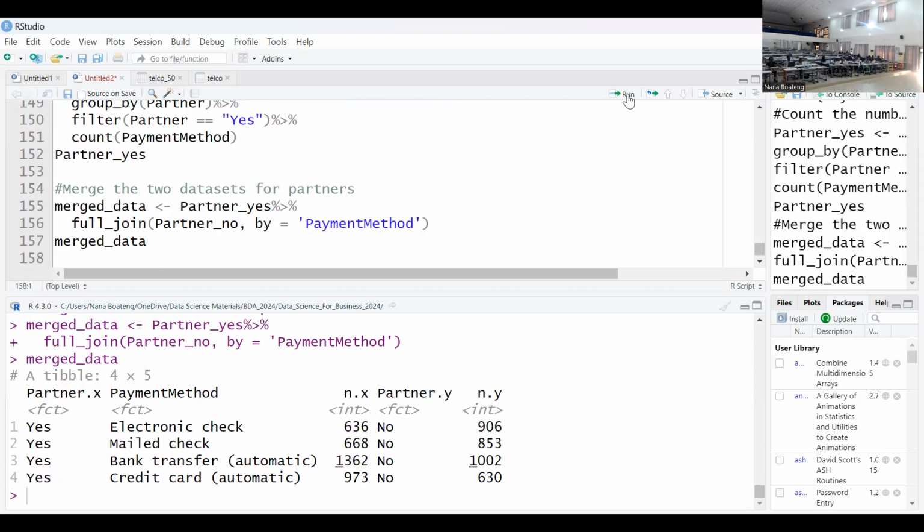All right. So now we can look at them side by side, isn't it? I think this is better than having two different data sets for yes and then no.